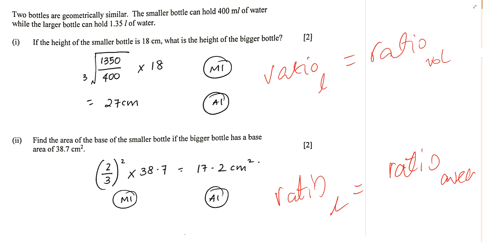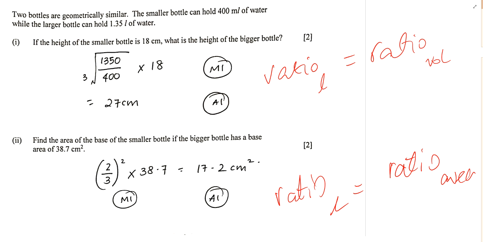Now, they give us the ratio of volume, 400 ml to 1350 ml. So you have the ratio of volume. You should therefore be able to find the ratio of the height by taking the cube root. Okay, so the common mistake is that you thought the ratio of length is the ratio of volume, which I repeated so many times it is not the same. And obviously people will make this mistake.